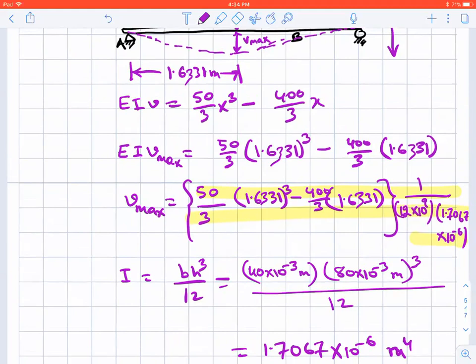Professor, we found Vmax by plugging in the I value, right? I plugged in the I value here. Oh, okay. Right. So remember EI, you have to bring this EI down, and get your Vmax. That's what I did.